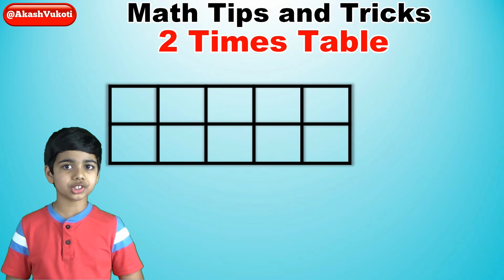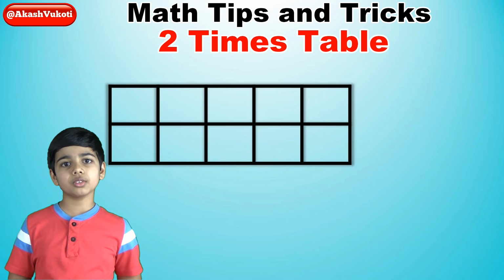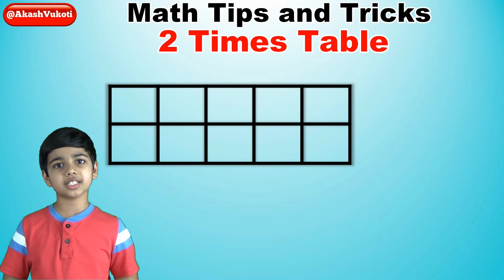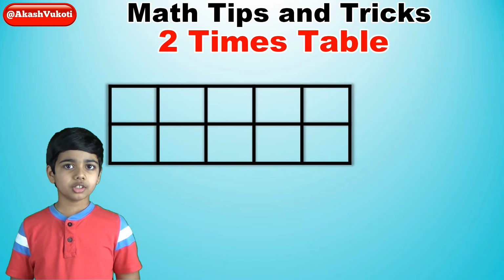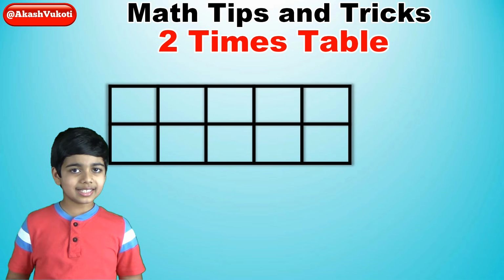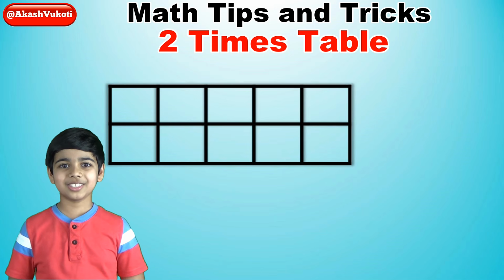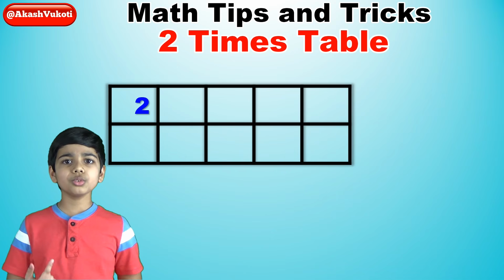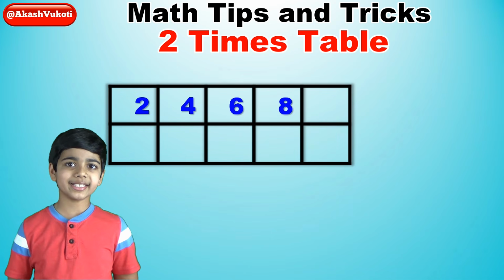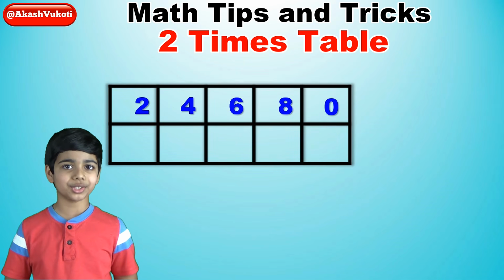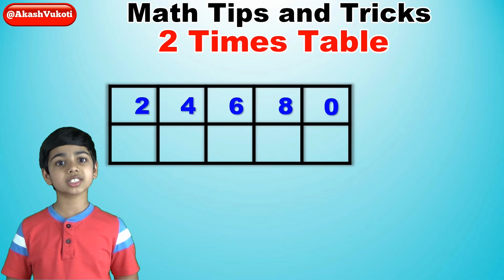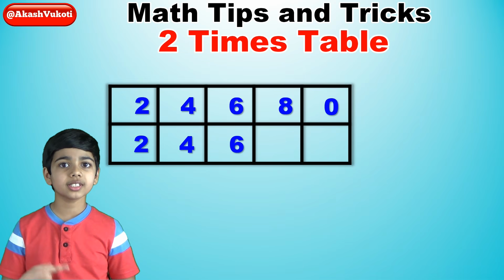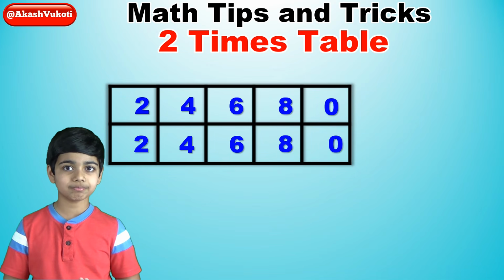Next, for the ones digits, write the 2 times table from 2 times 1, which is 2, to 2 times 4, which is 8. Then we write a 0. You may remember 2 to 8 from the 2 times table that I just mentioned. So 2, 4, 6, 8, 0. Remember to add a 0 at the end. And then do the same for the bottom row too.